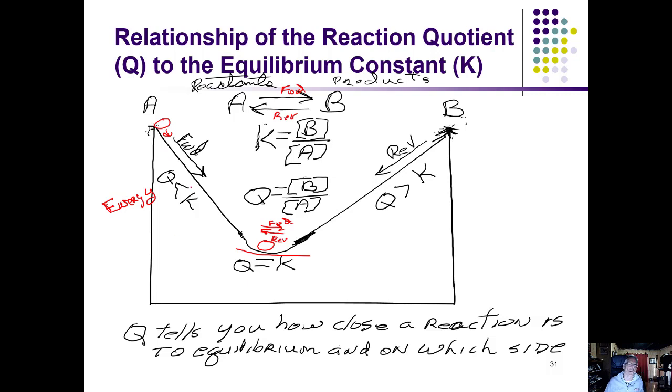So if we're over here, the reaction's primarily going forward. That's where Q is less than K. That means that we haven't made enough products. We need to make more products.